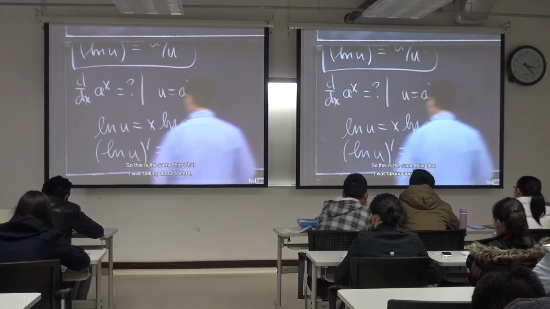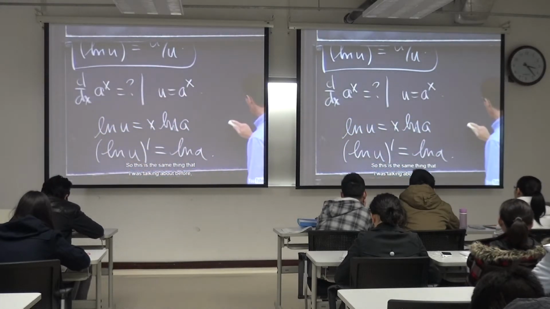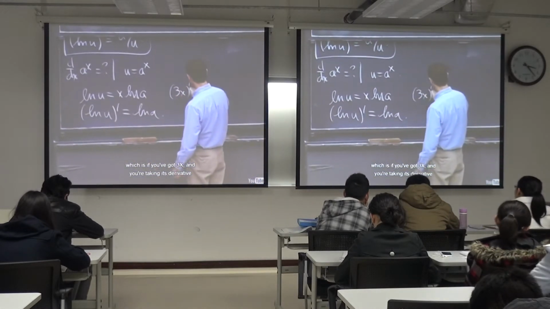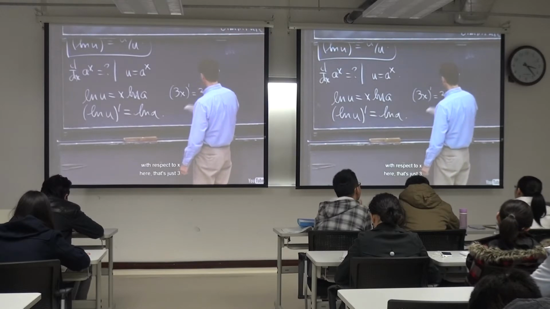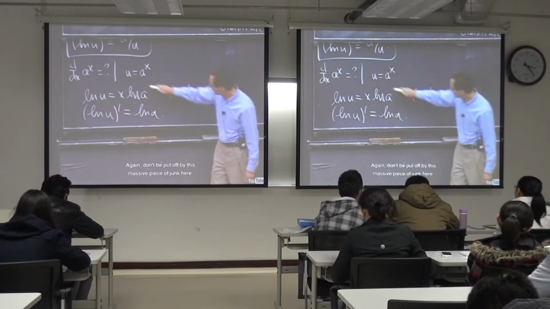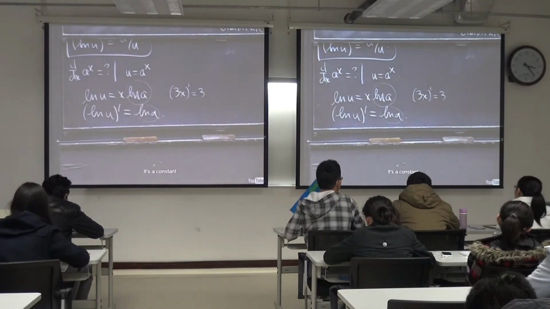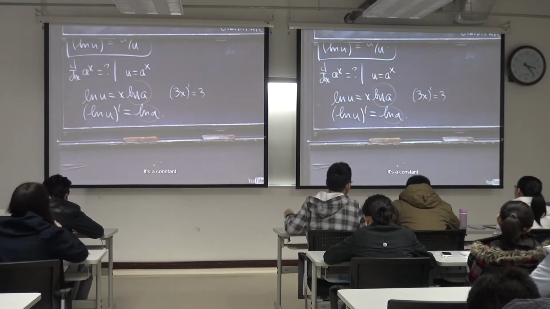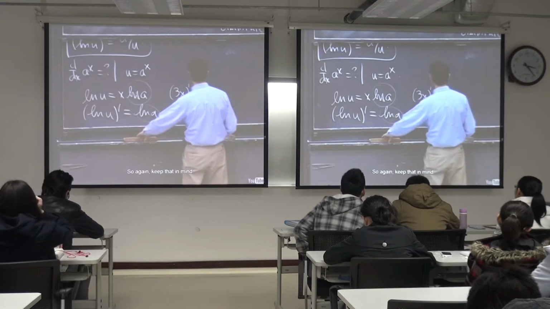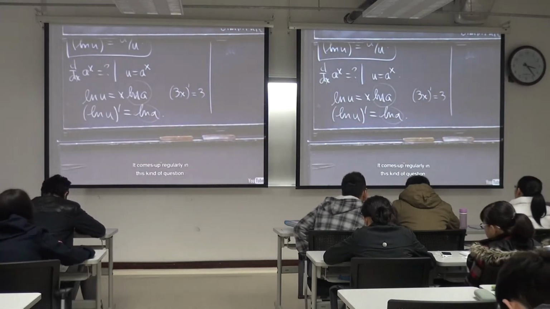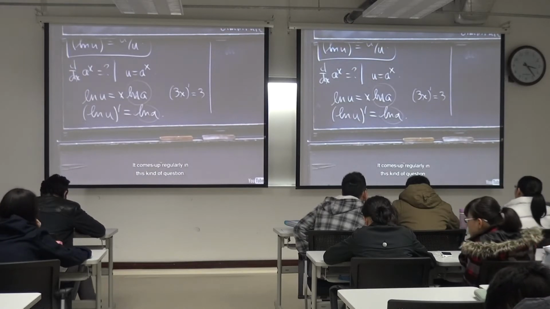So this is that same thing that I was talking about before, which is if you've got 3x and you're taking its derivative with respect to x here, that's just 3. That's the kind of thing you have to do. Again, don't be put off by this massive piece of junk. It's a constant. So keep that in mind. It comes up regularly in this kind of question.